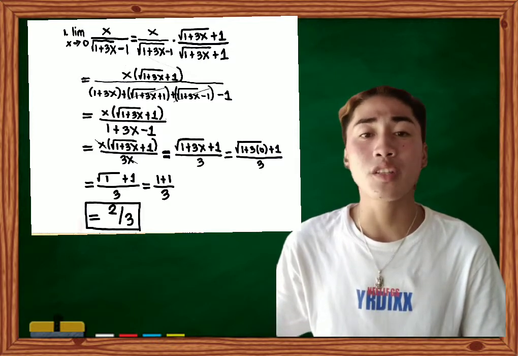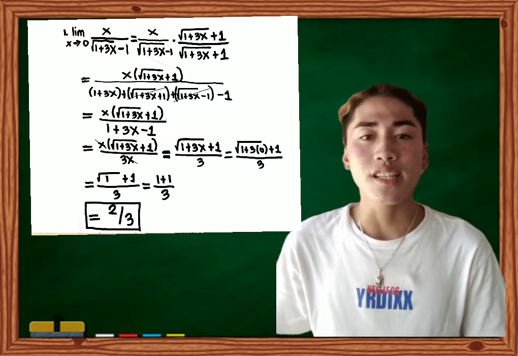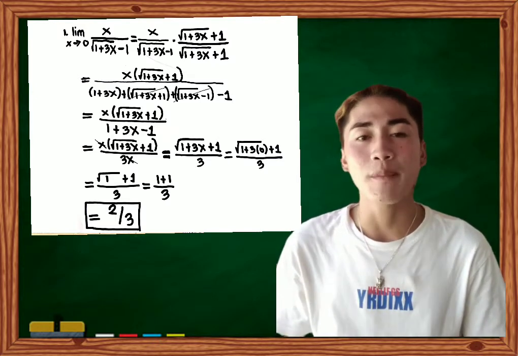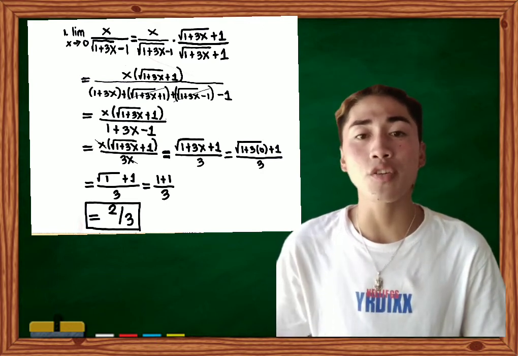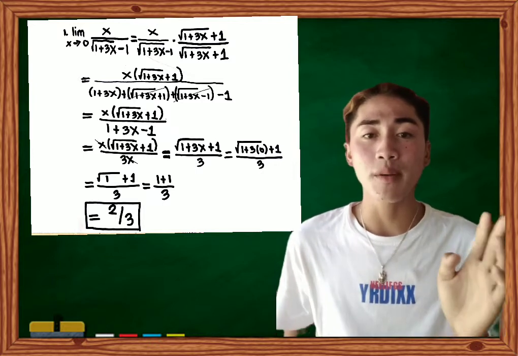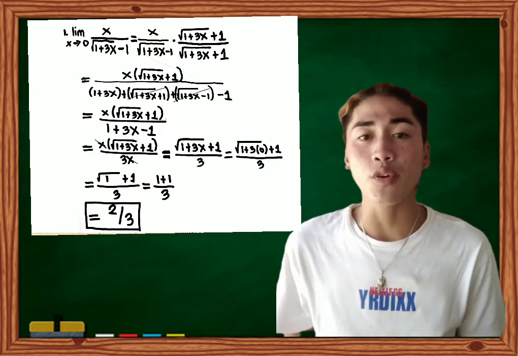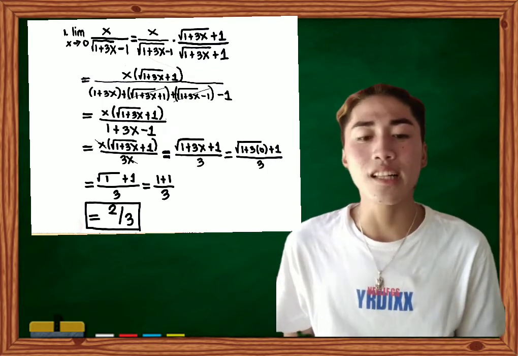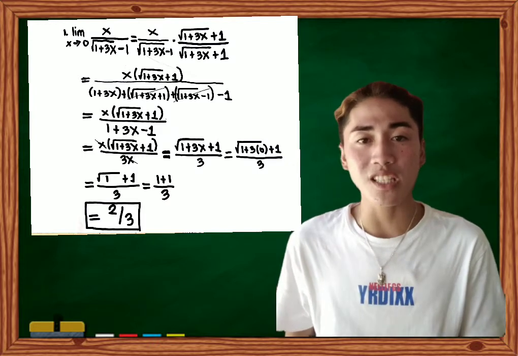So, having the square root of 1 plus 3x minus 1, the conjugate of that is the square root of 1 plus 3x plus 1. Then you should multiply its conjugate to its numerator and denominator. After you multiply, from the denominator result, you should cancel the square root of 1 plus 3x plus 1 and the square root of 1 plus 3x minus 1.